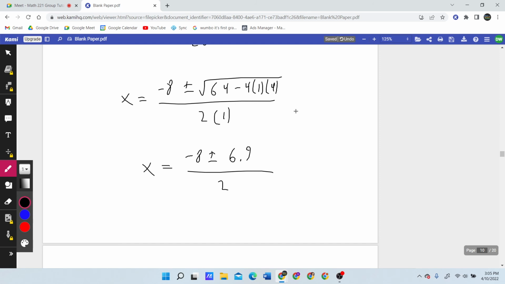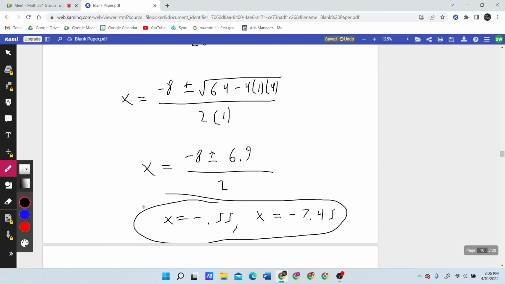And so let's see what answers I get for x. Negative 8 plus 6.9 divided by 2. One answer we get is x equals negative 0.55. The other answer is when I subtract 6.9 from negative 8, divided by 2. I also get x equals negative 7.45 as my other solution. And there are my answers for this one. And that's how we solve quadratic equations. Any questions for that one?